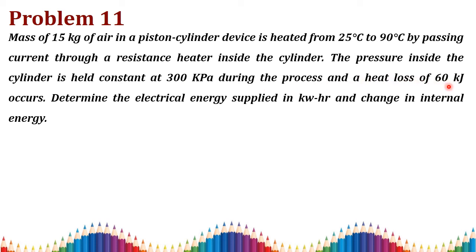Heat loss is given, so Q is equal to heat. When heat is lost from the system, it is negative, so Q is minus 60 kilojoule. That we have to understand. Determine the electrical energy supplied in kilowatt hour. They need us to find the electrical energy. The energy is nothing but the work done. So we need to find the work done by the system and the change in internal energy, delta U.